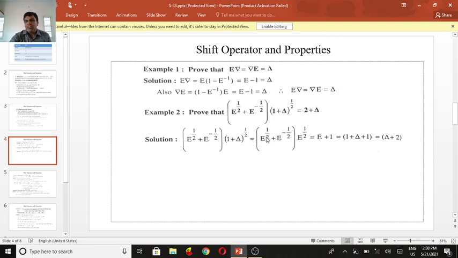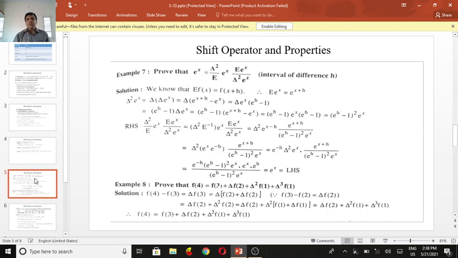So open that: E to the power of 1 by 2 into E to the power of 1 by 2, 1 by 2 plus 1 by 2 is 1. Again plus E to the power of minus 1 by 2 plus 1 by 2, E to the power of 0 is 1. So we obtain E plus 1. Again E can be written as 1 plus delta, plus 1. So 1 plus 1 is 2, giving 2 plus delta. In a simple way we can prove this with the operator E and delta.